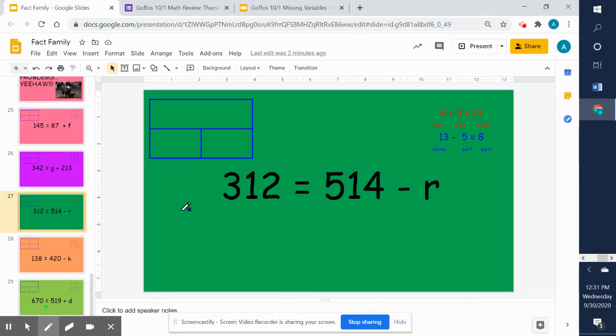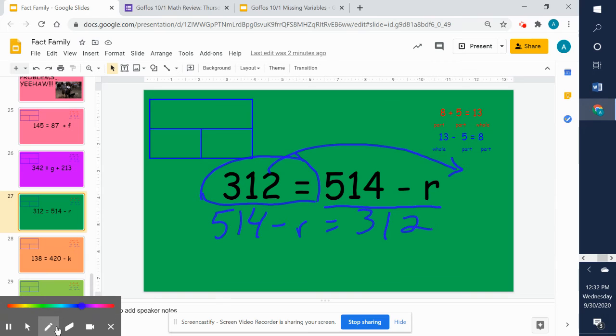So we have 312 equals 514 minus R. Again, I see that equal sign, so I'm going to circle this. I'm going to do it a little bit smaller so I can fit everything. I'm going to throw it to the other side. Again, this does not change, so we still have 514 minus R equals 312.